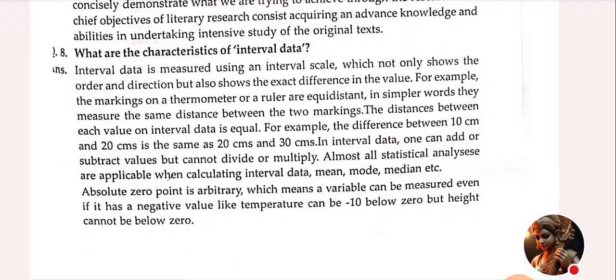Almost all statistical analyses are applicable when calculating interval data, mean, mode, median, etc. Absolute zero point is arbitrary, which means a variable can be measured even if it has a negative value. Like temperature can be minus 10 below zero, but height cannot be below zero.